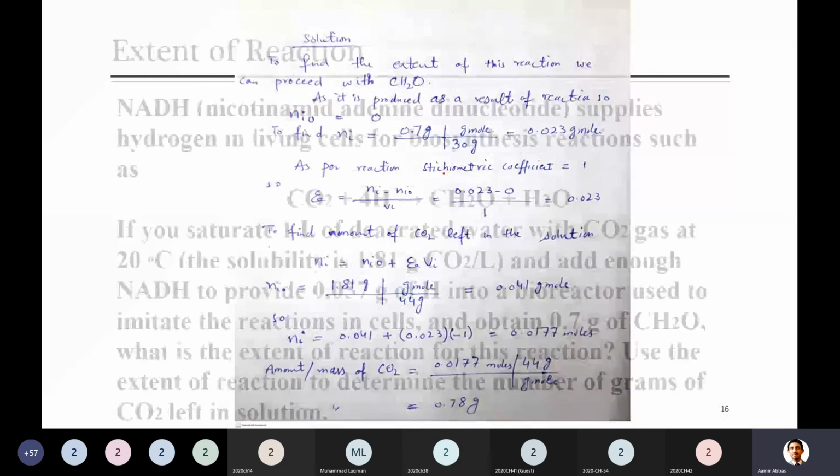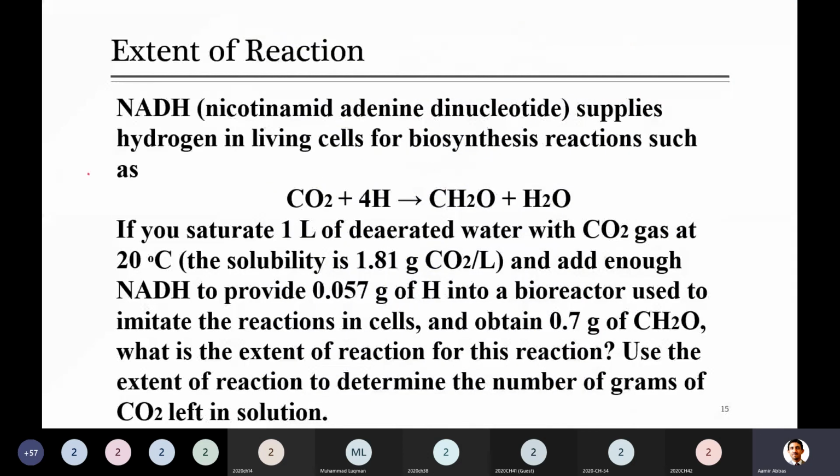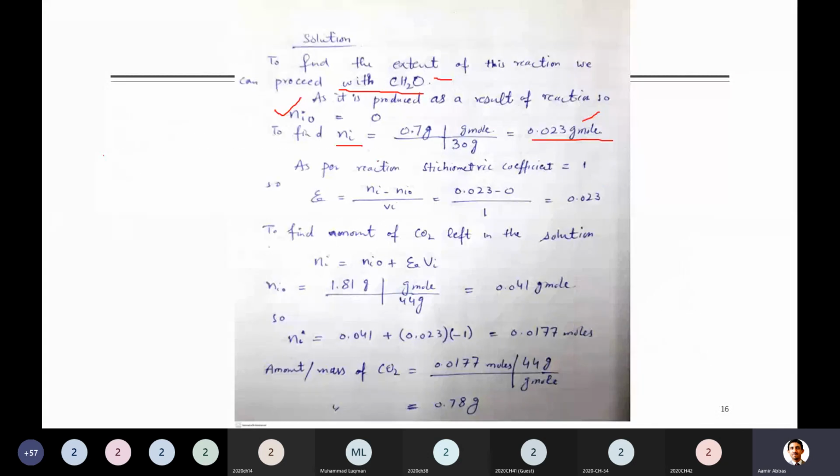What is its stoichiometric coefficient as per the equation? Value of the stoichiometric coefficient of CH2O. 1 and plus, right? Yes. So it is 1. So you can just find here the extent is calculated. Up to here, clear? Yes, sir.